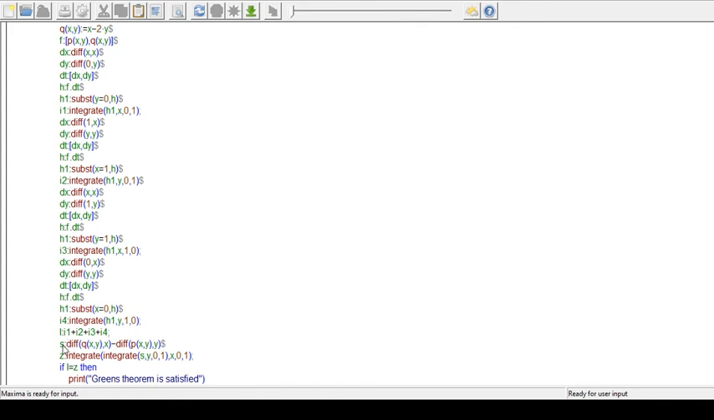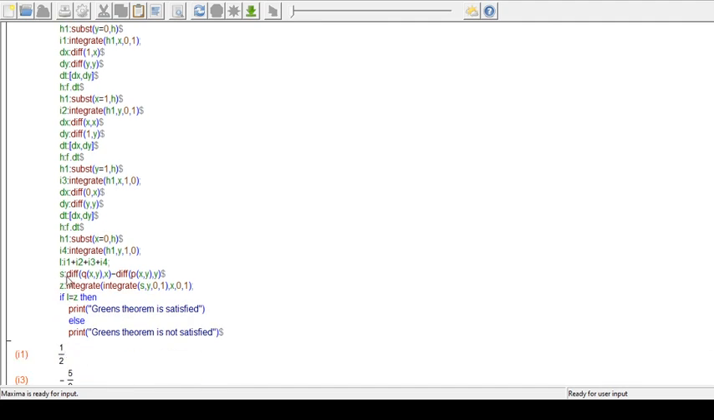And let's find the double integral over D. First we need to find ∂q/∂x minus ∂p/∂y. That is the differentiation of q of xy with respect to x minus the differentiation of p of xy with respect to y. The difference of these two is stored in S. This is your ∂q/∂x minus ∂p/∂y. Let's integrate this with respect to y, where y runs from 0 to 1, and integrate this answer with respect to x, where x runs from 0 to 1, and store it in z. This is your double integral over D.